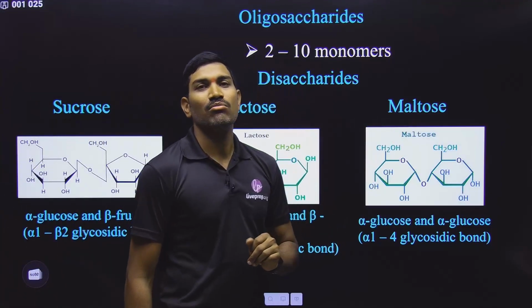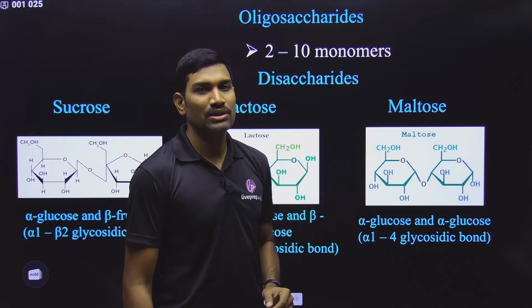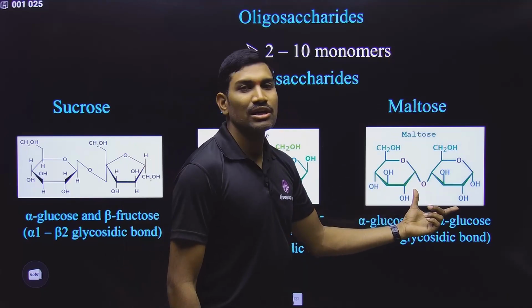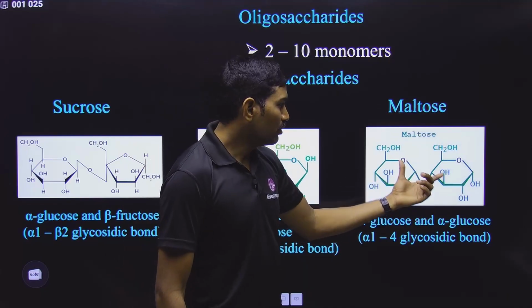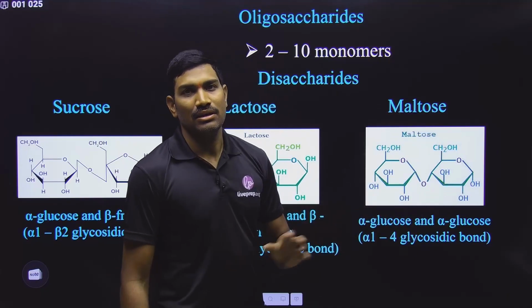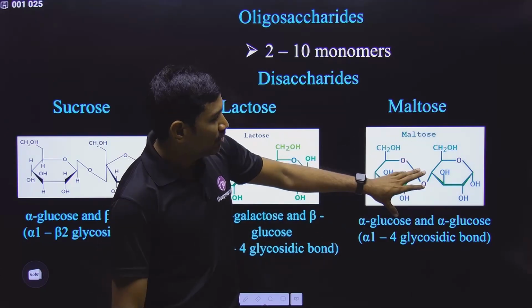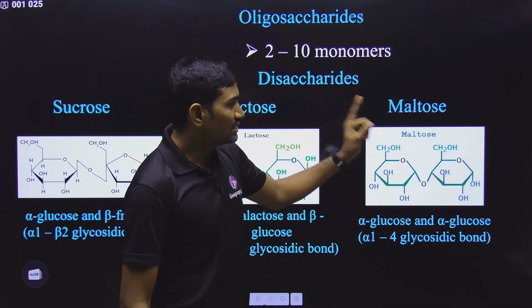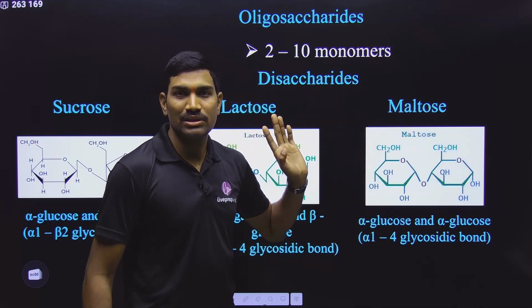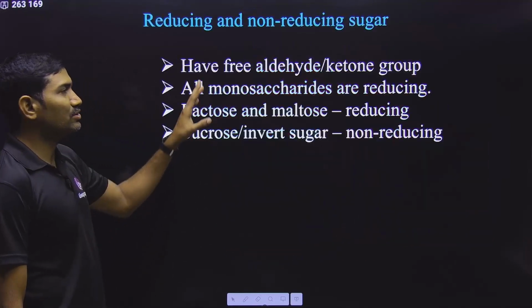Next one is regarding maltose. It is also called as malt sugar. It is having both the units as glucose units only, and both the glucose units are linked by glycosidic bond. And here also free carbonyl group is present. That's why it is example for reducing sugar. Clear? These are some important points you need to remember.